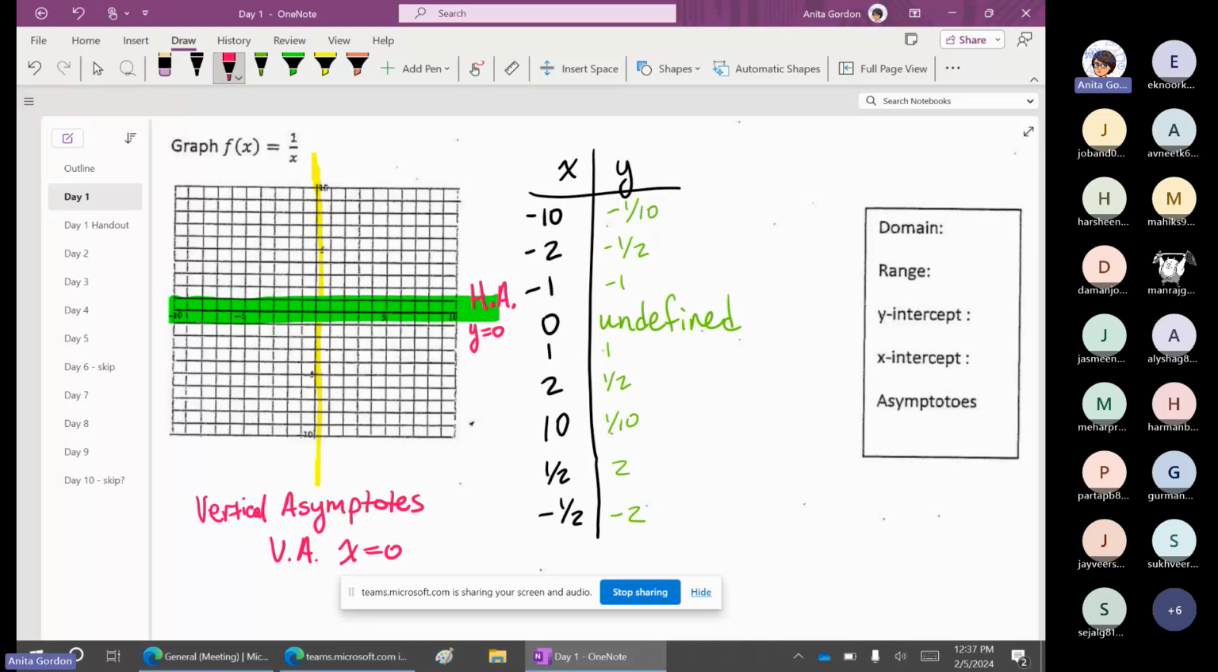So when I go to plot my points, I'm going to erase this fat highlighter and just make a dotted line instead. That's green. There we go. I'm going to plot the information I have. Can't touch 0, but 1 is 1, -1 is -1. 2 is 1/2. 10 is even smaller. And 1/2 is 2.